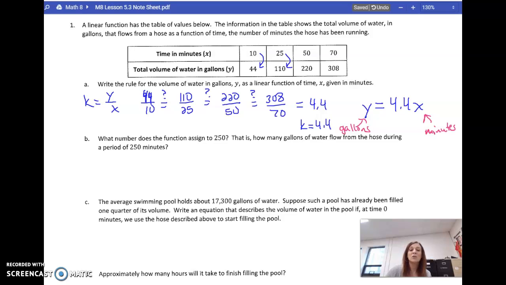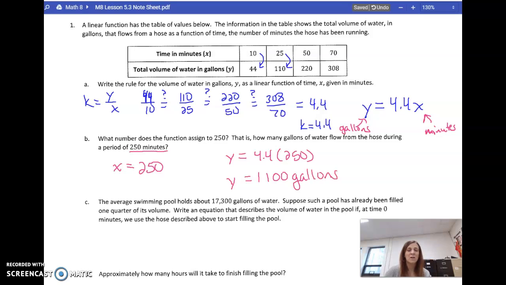Okay. All right, so what number does the function assign to 250? That is, how many gallons of water come from the hose during a period of 250 minutes? So if we're talking 250 minutes, that means x, our minutes here, is 250. All I'm going to do now is input 250 in for x right here. Okay, don't overthink it. We're really just substituting numbers in. We're inputting numbers into a function. We multiply those together. We get y equals 1,100 gallons.